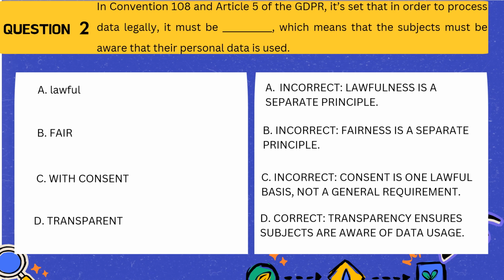So what is the correct answer? When you look at all the 4 options, you will see option D is directly connected to the question. The question is specifically saying, which means that the subjects must be aware that their personal data is used. When they have used the word aware, it directly connects with option D, transparent. Right? So I hope this answer was right from your end. Moving on to question 3.